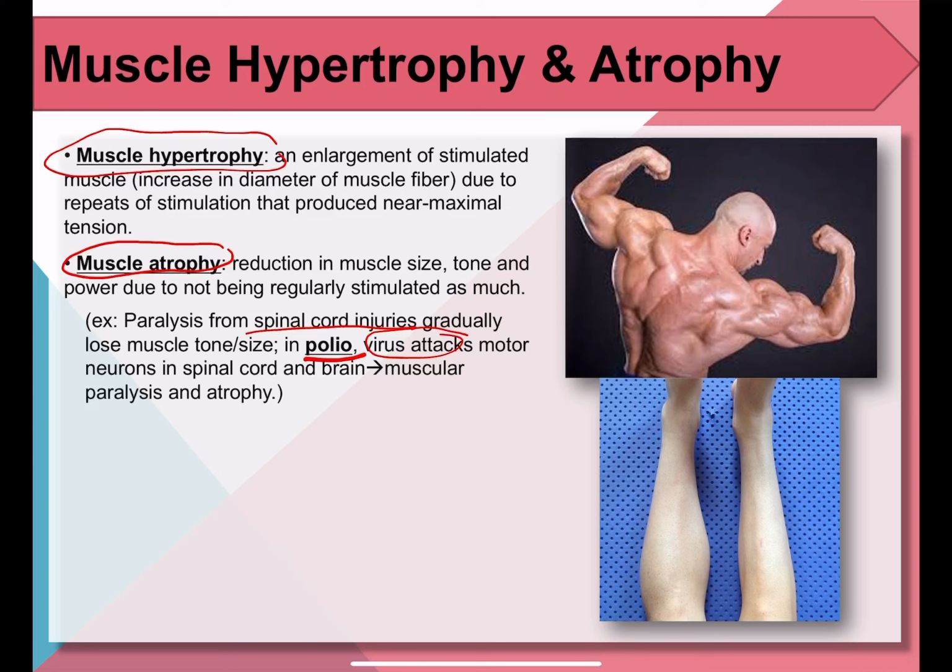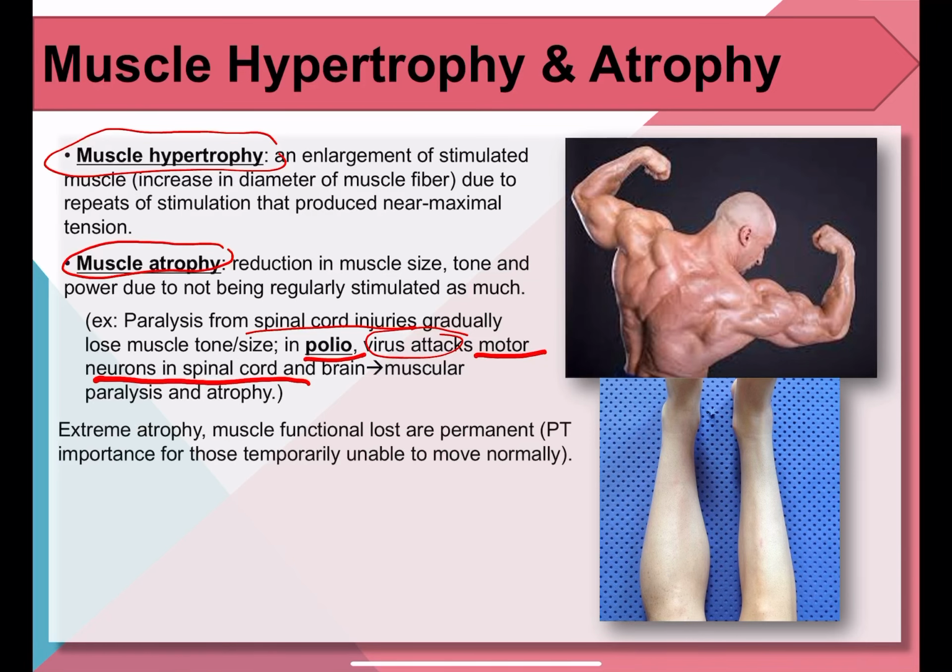So this is why when you see a person that's chronically in a wheelchair, you see that their legs are very skinny, because they haven't used them. And if you don't use them, you lose muscles. They have undergone muscle atrophy. And in those with poliovirus infection, this particular virus attacks motor neurons in the spinal cord and brain specifically, which can lead to muscular paralysis and consequently muscular atrophy as well.